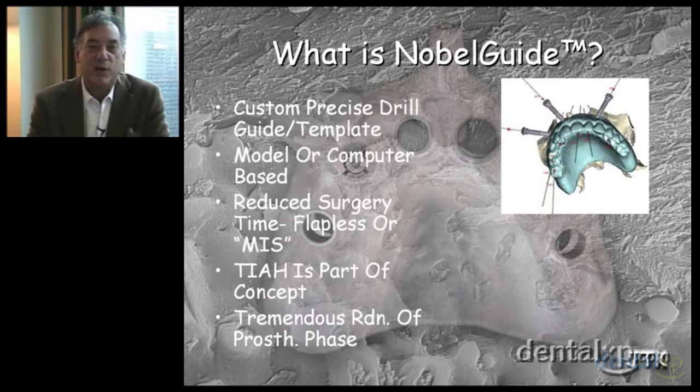So what is the Nobel Guide? The Nobel Guide is a custom, patient-specific, precise guide or template that will be based on our computer planning. From a surgical perspective, you do it in an above-the-tissue design, so you're getting a flapless approach or a minimally invasive surgery. Teeth in an hour is a part of the Nobel Guide concept.